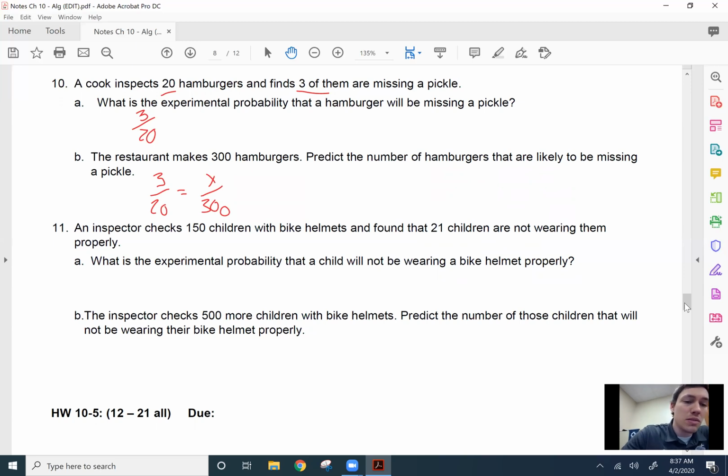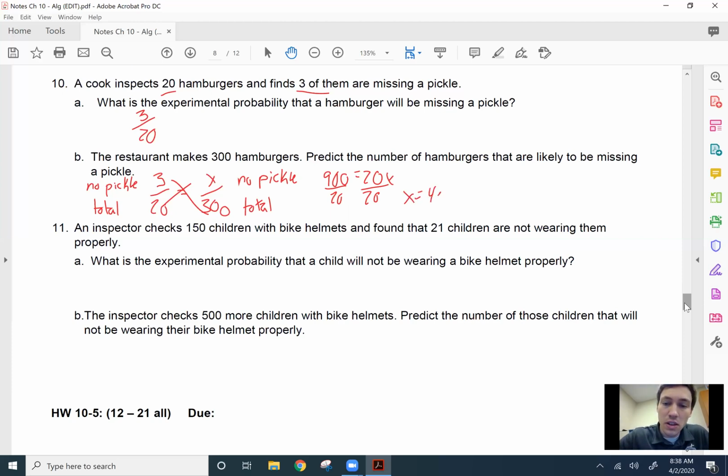This is no pickle out of total. This is no pickle out of total. So I can think of it as a proportion. I can cross multiply here. So I get 300 times 3, which is 900, equals 20x. Divide both sides by 20. And I'm going to get 45. So if we inspected 300 hamburgers, we could expect that 45 of them don't have a pickle.